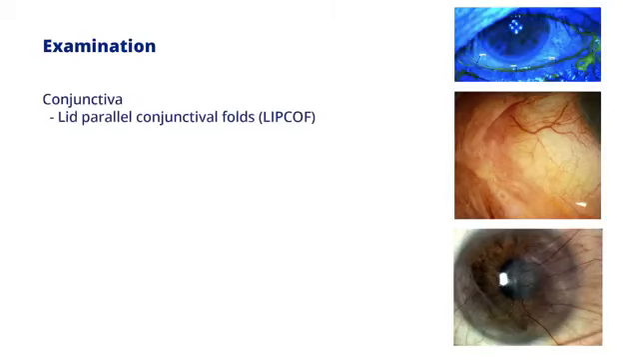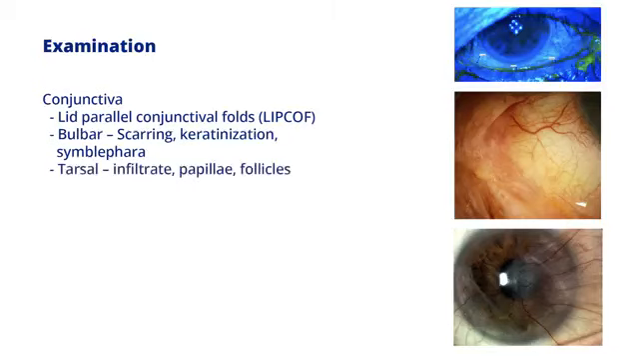Okay, next on to the conjunctiva. Again, you're still on the slit lamp here, and have a good look for lid parallel conjunctival folds. They're an early form of conjunctivochalasis and have been associated with dry eye. Is there any scarring of the conjunctiva or keratinization, symblepharon, and signs of inflammation, such as infiltration, papillae, or follicles on the tarsal conjunctiva? Patients with limbal stem cell failure can particularly be at risk, and especially when preserved medications are given, so have a good look at the limbus.